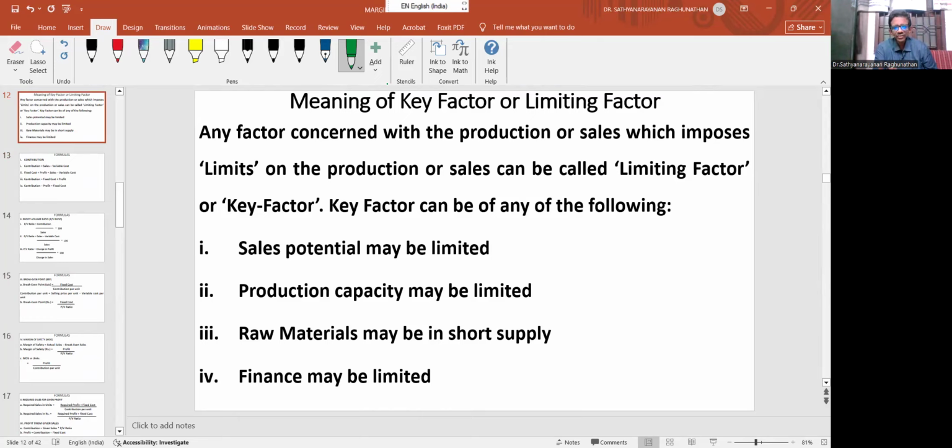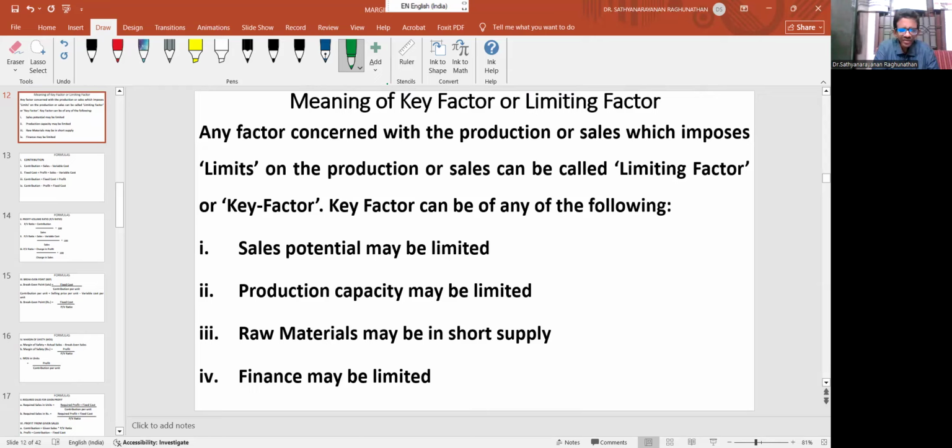Something sensitive, something crucial that you have to consider, as a, what to say, siren. The other name of the key factor is limiting factors. Some limitations are there. You have to be very careful. Certain factors you have to consider if you want to become a good businessman, so you have to be very careful while handling them. The other name of the key factor is limiting factor.